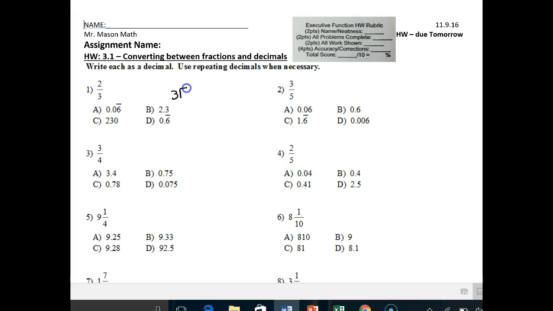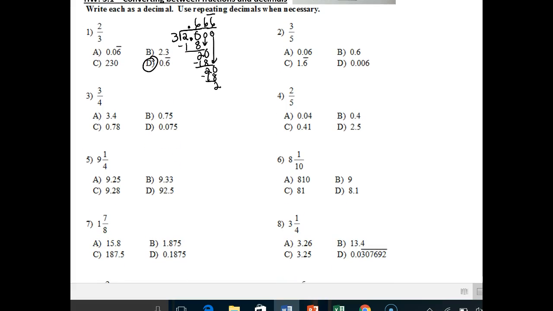So we want to do 3 into 2. 3 can't go into 2, so decimal, decimal, 0. 3 goes into 20 6 times. That's 18 with 2 left over. Take another 0, bring it on down. 3 goes into 20 6 times again with 2 left over. And like I said in class today, I want you to go to at least the thousands place, so 3 decimals. 3 goes into 20 6 times. And now the fact that I have 2 left over, I can stop and say, okay, this is a repeating decimal. So your answer should be D.